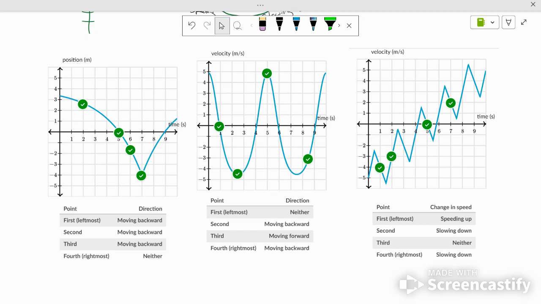Here, this is a velocity versus time graph, moving backwards or forwards. Here, my velocity is zero. I'm not moving. Here, since I'm below the x-axis, I'm moving backwards. Since I'm above the x-axis, I'm moving forwards. Since I'm below the x-axis, I'm moving backwards. And then here, slowing down. Here, speeding up. Here, slowing down. Here, speeding up. Slowing down. Speeding up. Slowing down. So this one would be slowing down. What would this one and this one be?